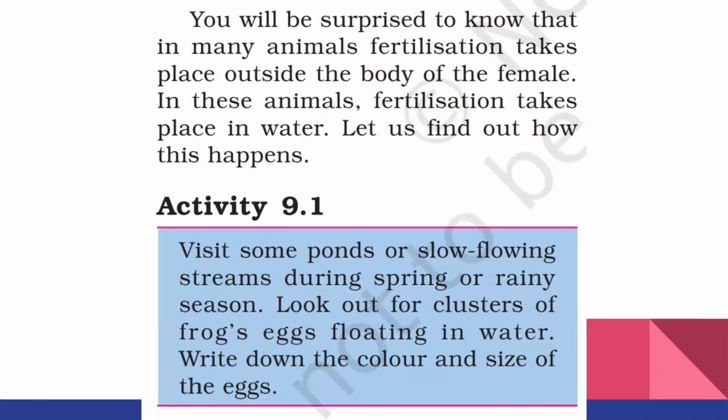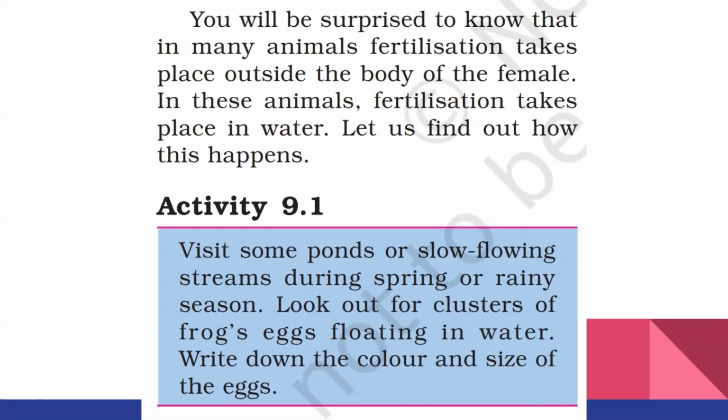Now you can see some animals' fertilization takes place outside the body of the female, and this type of fertilization is called external fertilization. In these types of animals, the fertilization takes place in water. They are mostly water animals like frog, fish, etc.